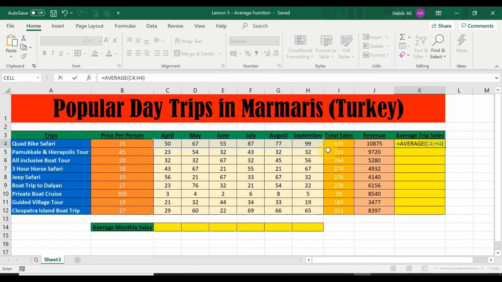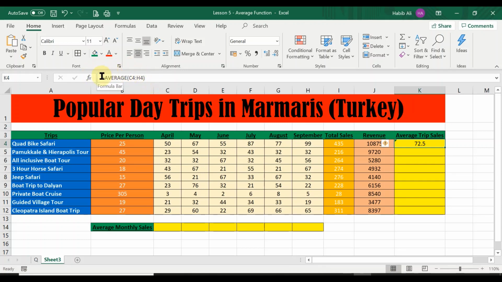Now when I press enter, I should get the average quad bike safari sales that I have made for all the months from April to September. So let's have a look. There we go. The average sales I have made is 72.5. In the formula bar, you can always see the average function that I have just typed in, but in the cell itself, it will display the average trip sale. So for the quad bike safari, we made 72.5.